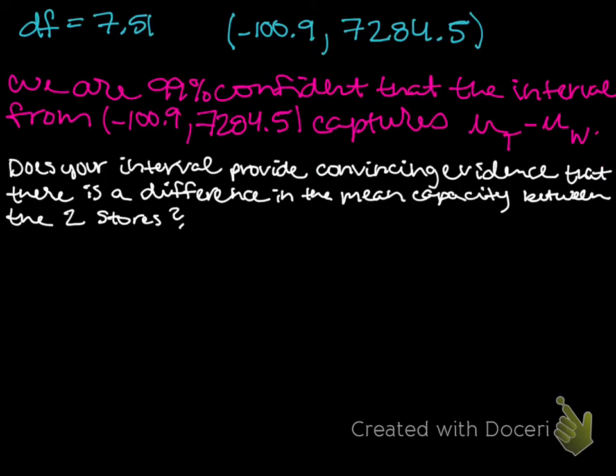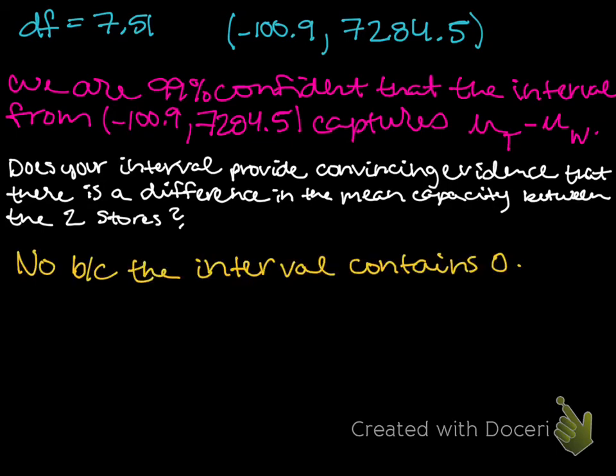All right. Does my interval provide convincing evidence that there is a difference in the mean capacity between the two stores? Okay. If there is no difference, then 0, right? Their difference would be 0. Is 0 in my interval? Yes, because I go from a negative number up to a positive number, I have to cross over 0. So no, because the interval contains 0, I don't have proof that there is a difference.